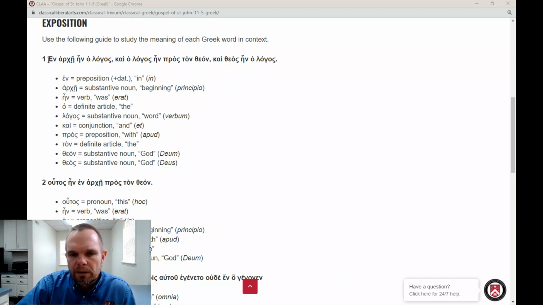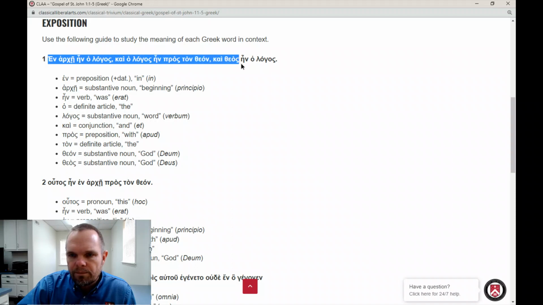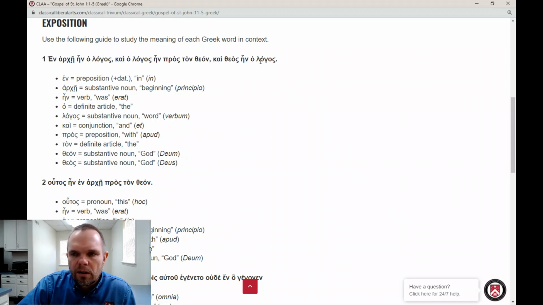So we simply take the text of verse 1 and we review it. En arche ein ho logos, kai ho logos ein pros ton theon, kai theos ein ho logos. And then we simply come down and study one word at a time. This first word, en, is a preposition. It means in. And in parentheses here, you'll see words. These are the Latin equivalents.